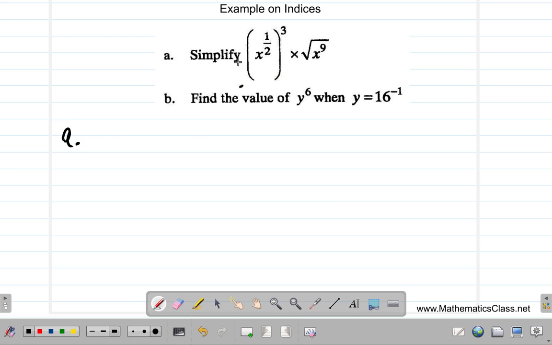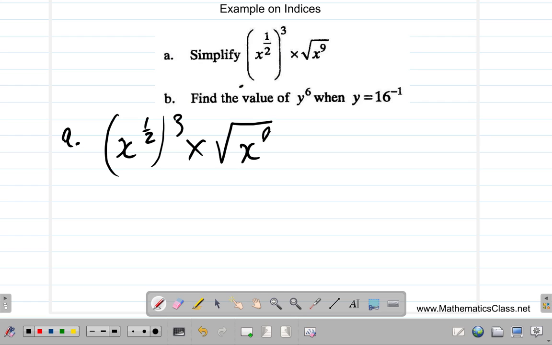Part A says you must simplify x raised to the power of a half, that is raised to the power of 3, and multiplied by the square root of x to the 9. Now you will have to remember your rules and properties of indices. Now we have x to the half raised to the 3 means the same as x raised to the power half times 3, right? Remember that?